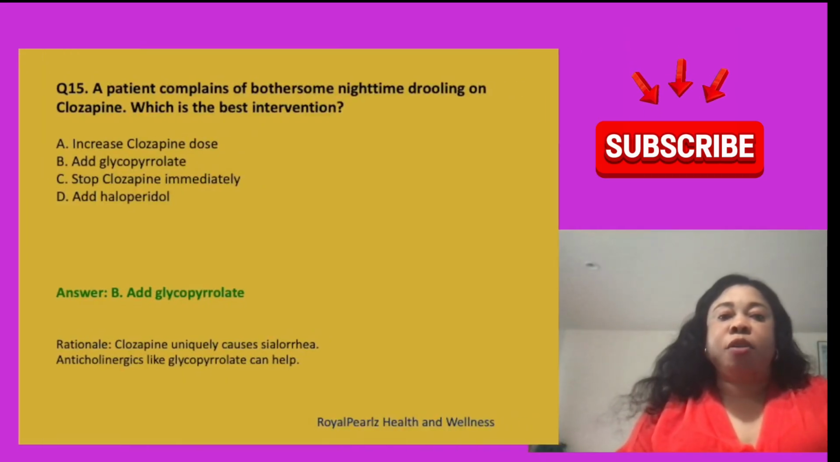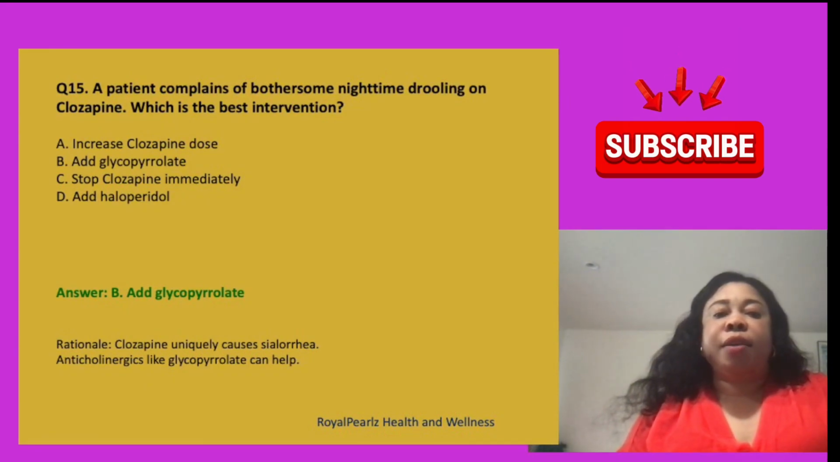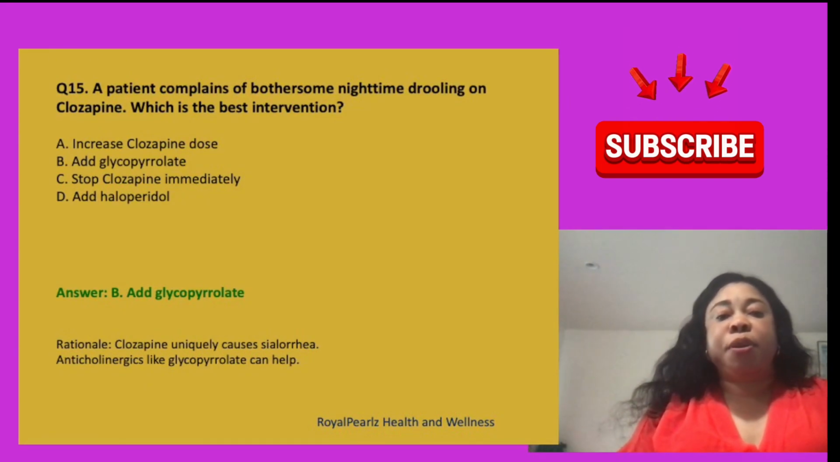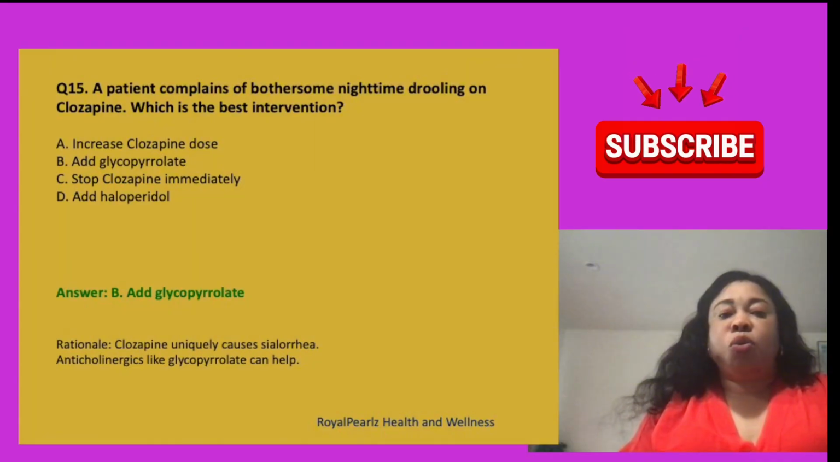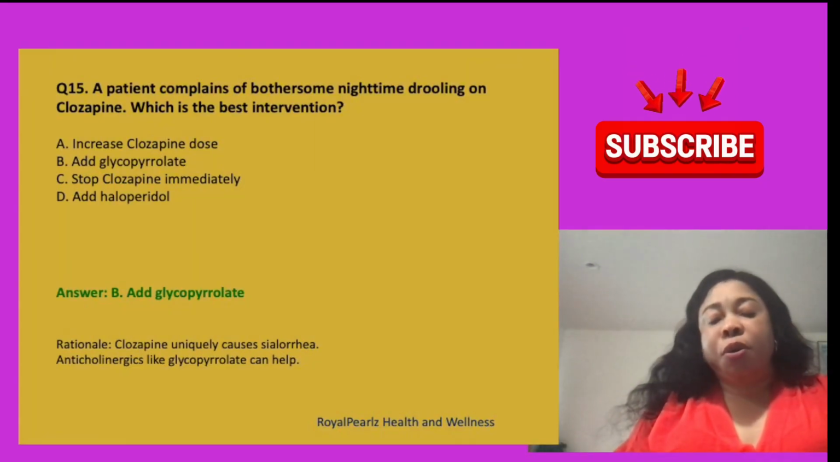A patient complains of bothersome nighttime drooling on clozapine. Which is the best intervention? Increase clozapine dosage, add glycopyrrolate, stop clozapine immediately, or add haloperidol. The answer here is you have to add the glycopyrrolate. This is a medication that can help with drooling. Clozapine uniquely causes sialorrhea, that is nighttime drooling. So you need this medication to help your patients.